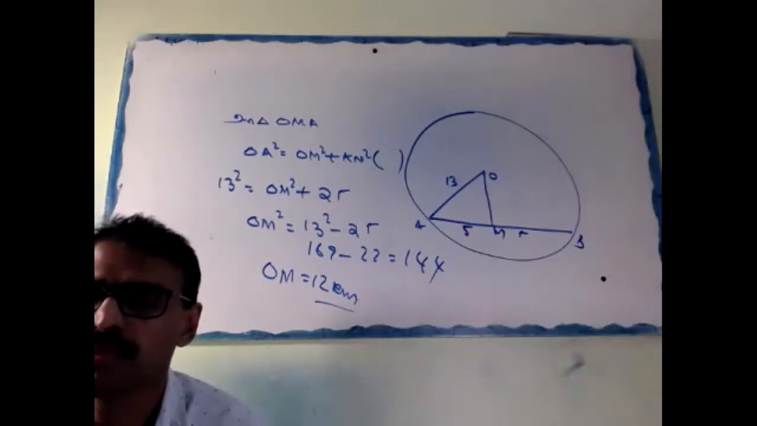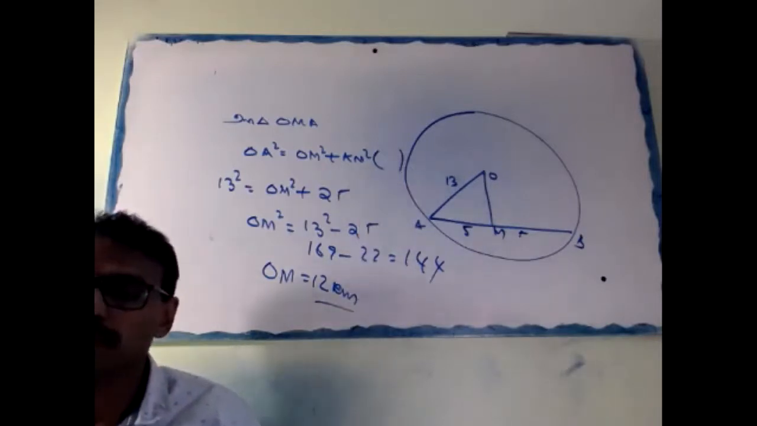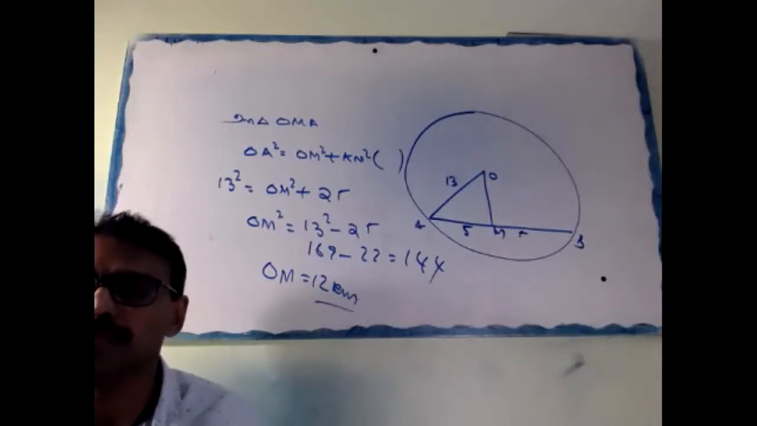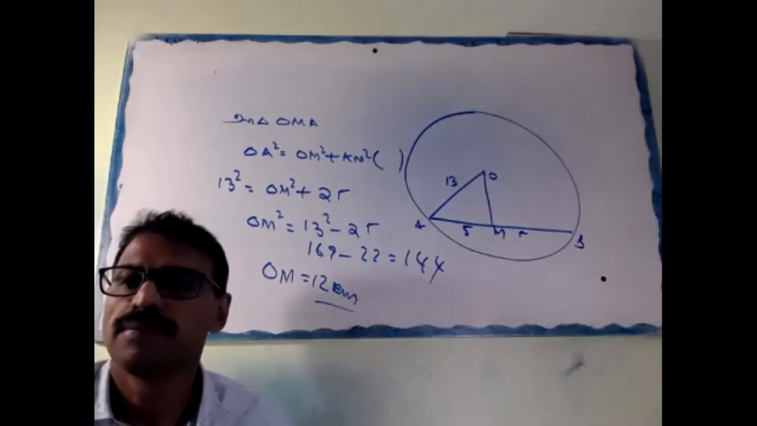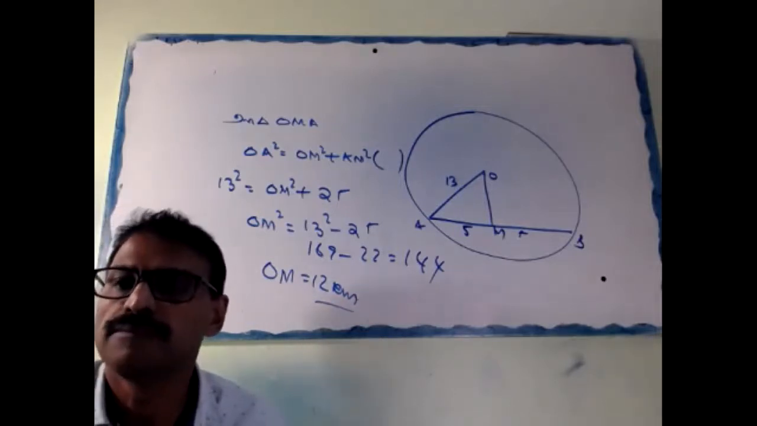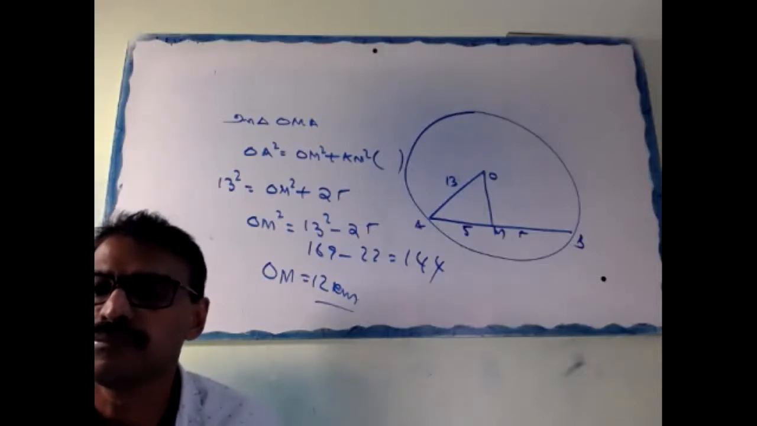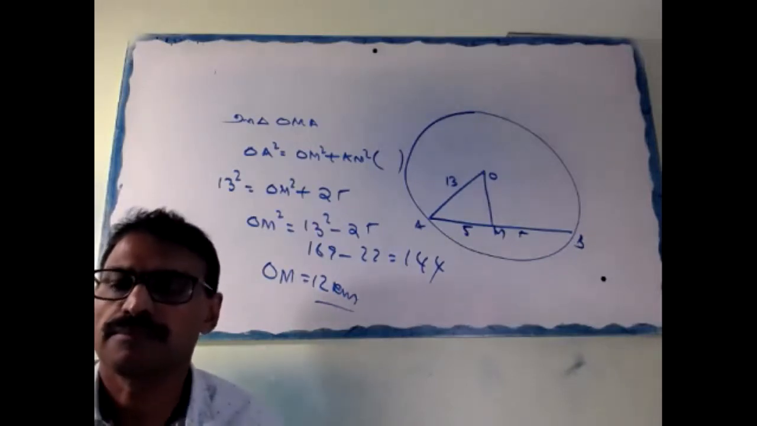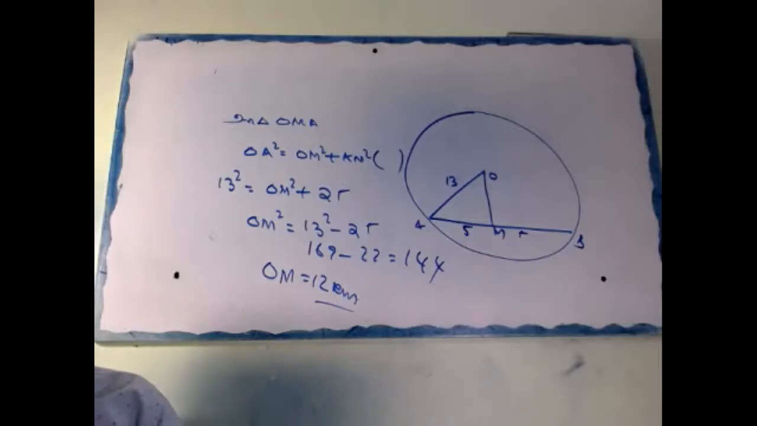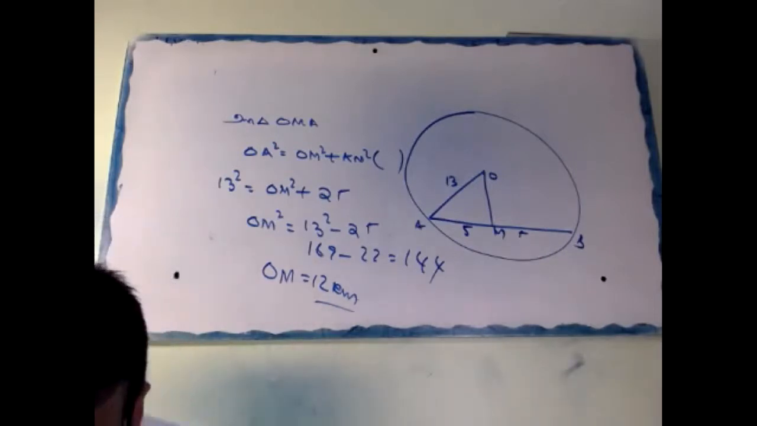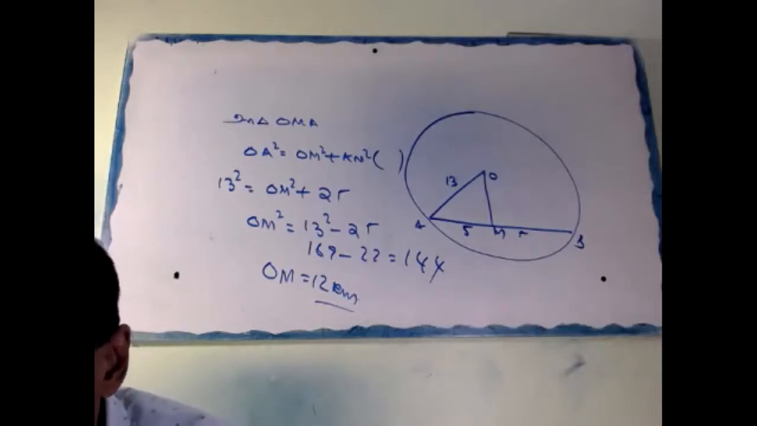Yes, Pythagoras theorem. So that you got right. Not fully, just write Pythagoras theorem, okay? You should write OA square equals OM square plus AM square by Pythagoras theorem, then 13 square minus 5 square. For each and every question you have to draw a separate circle with the compass and pencil. Neatly you have to write it.